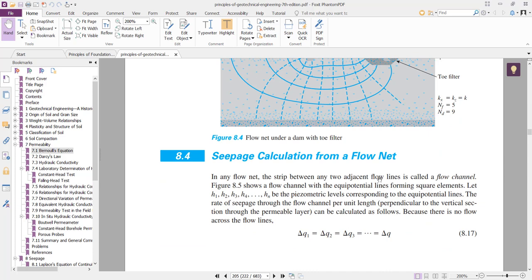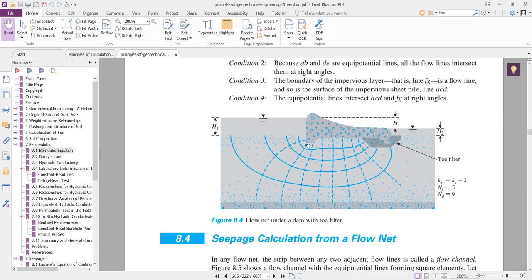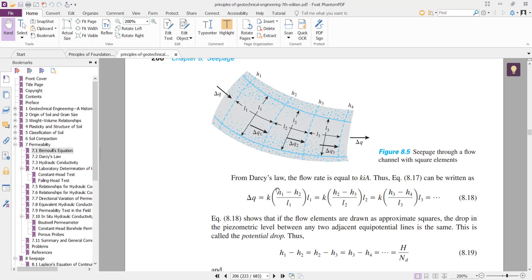In order to calculate this, if we take just one segment here, each channel represents a quantity of water. So there will be delta Q, delta Q, delta Q, delta Q, delta Q, and each delta Q represents the Q that escapes from here to there. The summation of these is the total Q. Q1 equals Q2 equals Q3 equals Q4 in the same channel, right? Because delta Q is equal Q1, Q2, Q3, because this is the same channel.